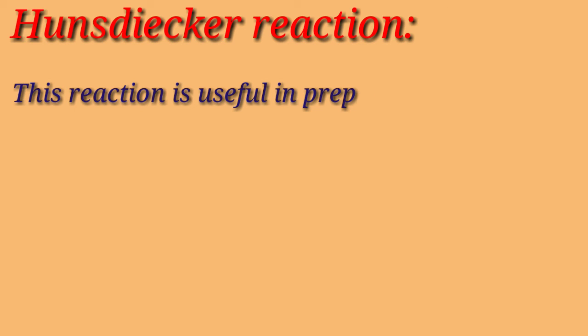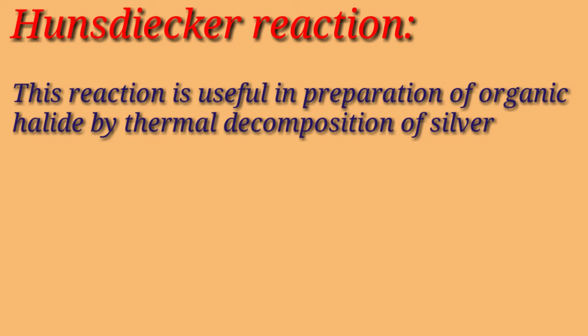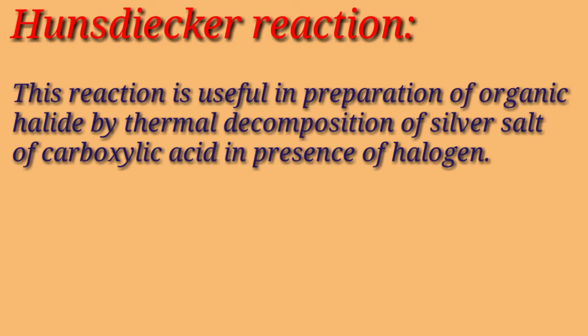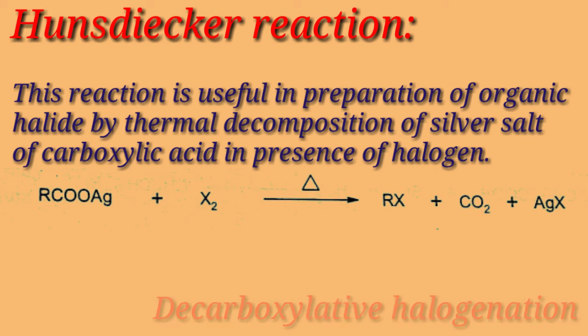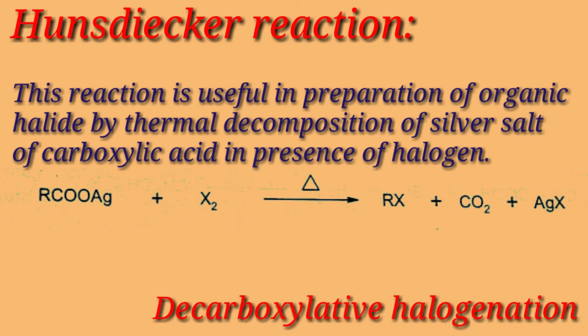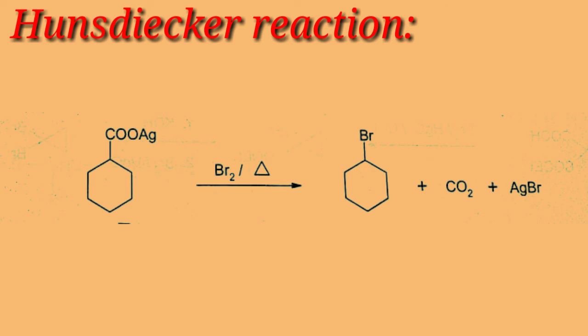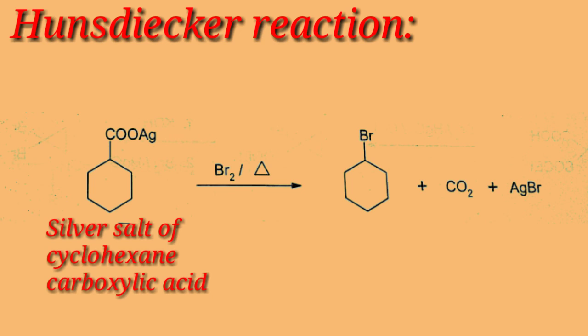Next is the Hunsdiecker reaction. This reaction is very useful for the preparation of organic halide by thermal decomposition of silver salt of carboxylic acid in presence of halogen. This reaction is also described as decarboxylative halogenation. The given reaction is conversion of silver salt of cyclohexane carboxylic acid to bromocyclohexane.